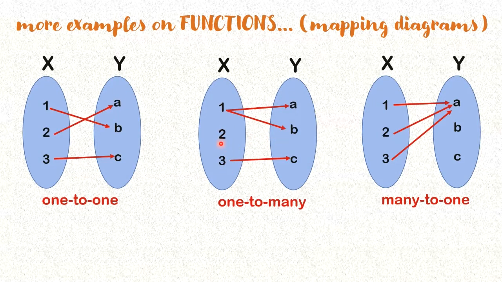Tingnan nyo yung 2. Okay? Hindi siya na pair sa kahit anong values ng y dito. And that is totally fine. Alright? Okay. Let's move on to this third mapping diagram.